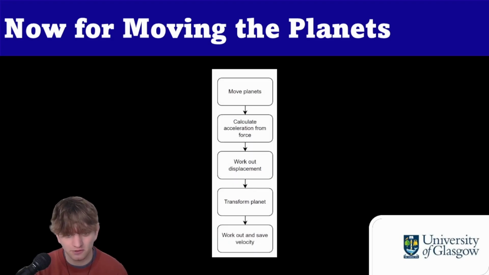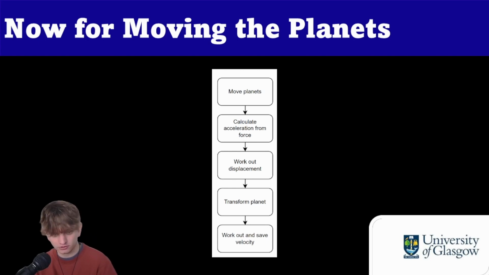Okay, so this is our move planets bit. So to do that, we've got to calculate acceleration. We've got to work out the displacement from the acceleration and the time and the velocity that we will have also worked out. We then got to transform the planet. By transforming the planet, I just mean move the planet. That's another word for it. And then we've got to work out and save the velocity for the next time.